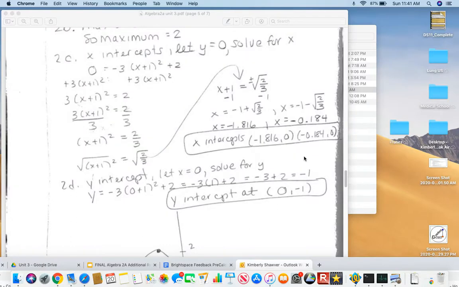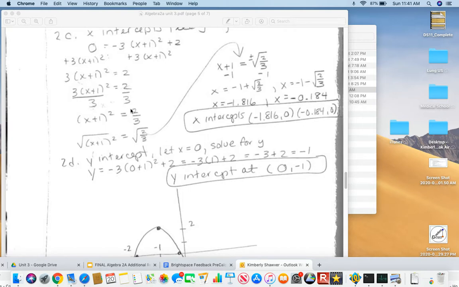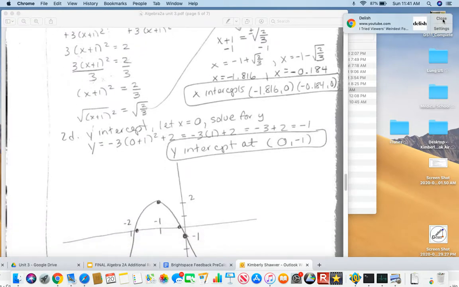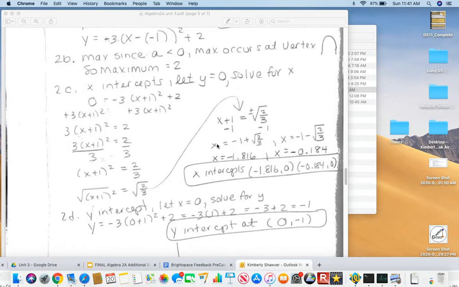To find the x-intercepts, again, simply let y equal 0 and solve for x. So like before, we're going to add 3 times (x plus 1) squared to both sides to get the squared term on the left. I'm going to divide through by 3 so that I can get the squared term by itself. Then I take the square root. So on the left, I am left with what's under the square root, which is x plus 1, and on the right, plus or minus the square root of 2 over 3.